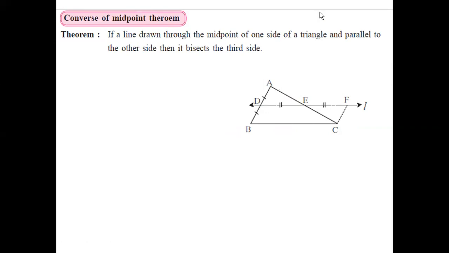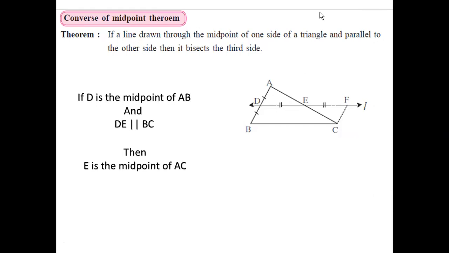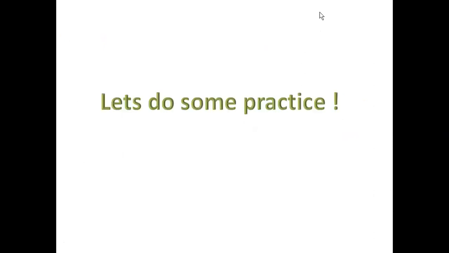Okay. So in case we have one point as the midpoint and that line is parallel to the third side, then of course it will bisect the remaining side. Right? That's the converse of the midpoint theorem. If D is the midpoint of AB and DE is parallel to BC, then we say that E is the midpoint of AC. Okay, an important theorem.